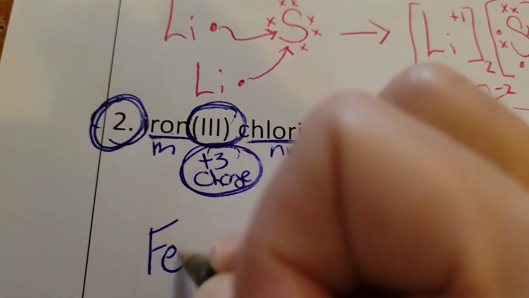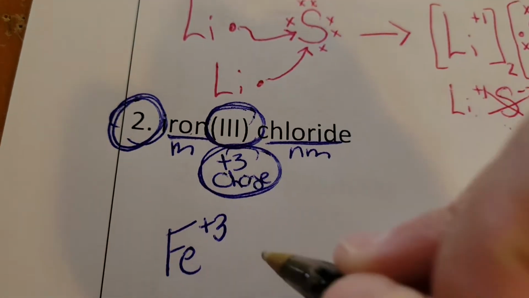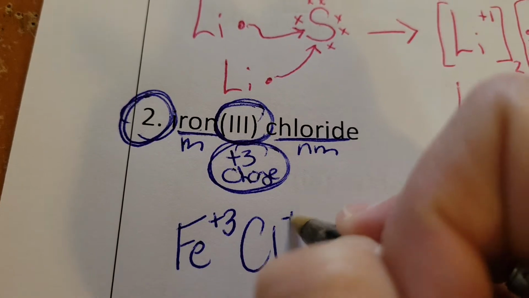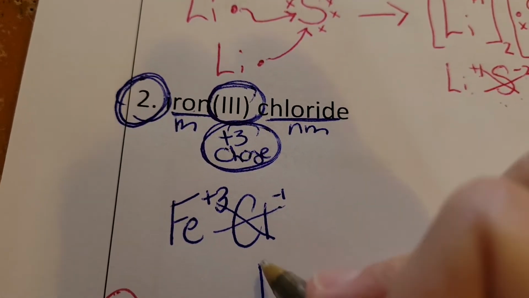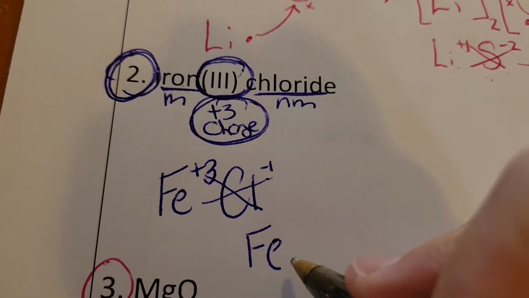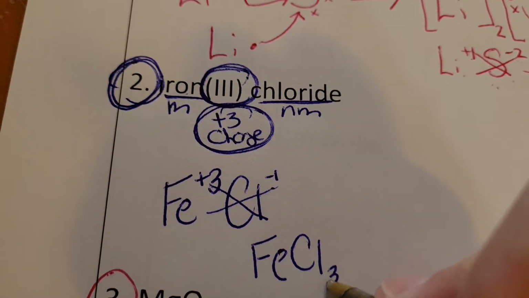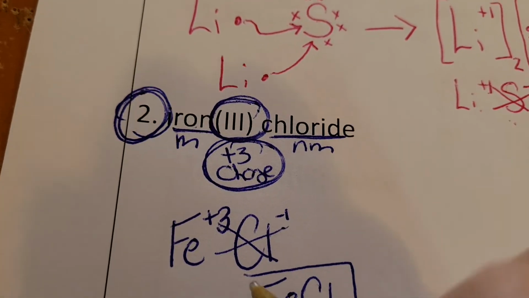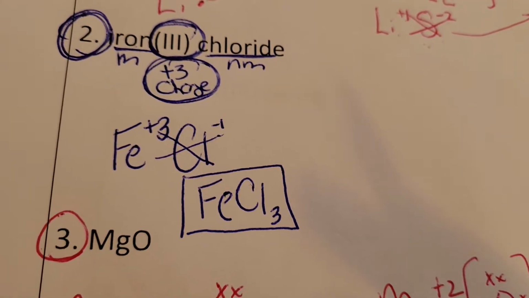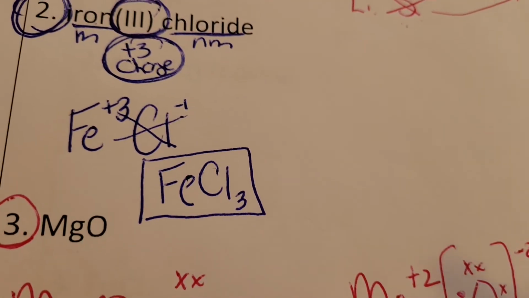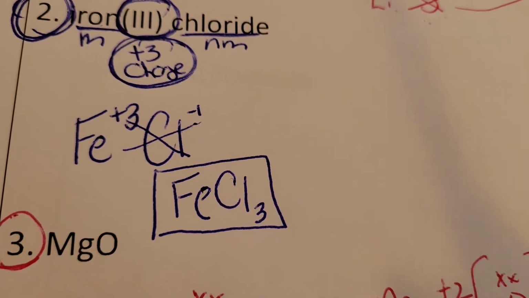So I have Fe with a +3 charge. I have chlorine, if I look up, has a -1 charge. So if I crisscross, I know my formula then is going to be FeCl3. So I kind of already know now what my electron dot is going to look like. Or if you had wanted to do the electron dot first, you can do that too.